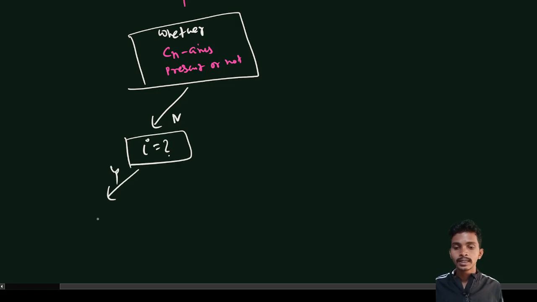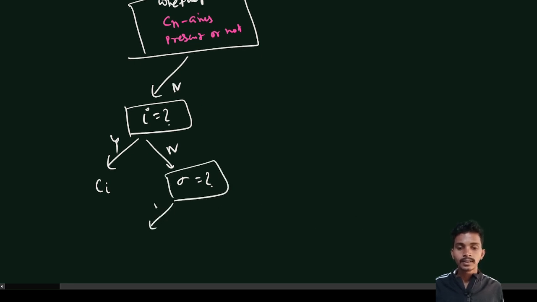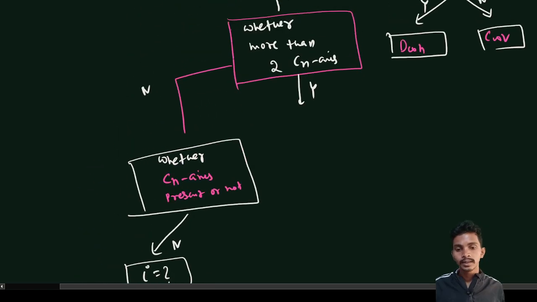If yes, then that is Cs, and if no, then I will ask, no, this is Ci, and if no, then I will ask whether sigma is present or not. If it says yes, then that is Cs. If it says no, then that is C1. This is Cs, this is C1.